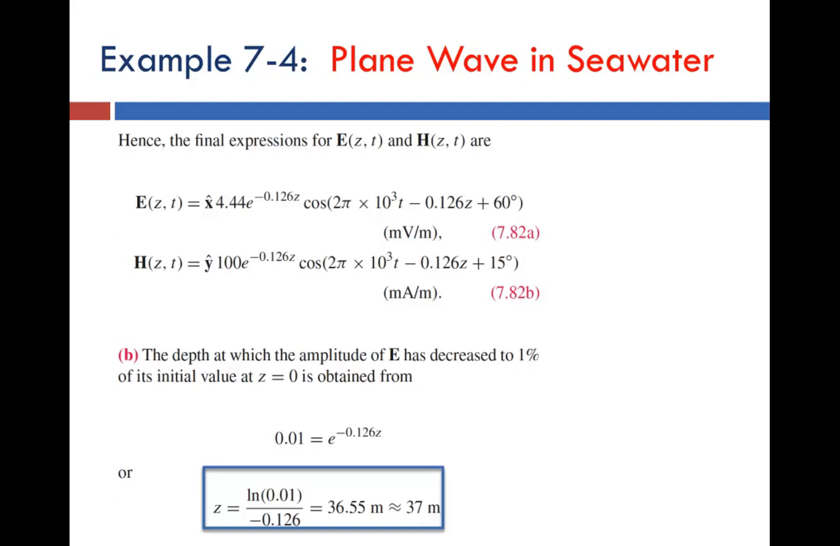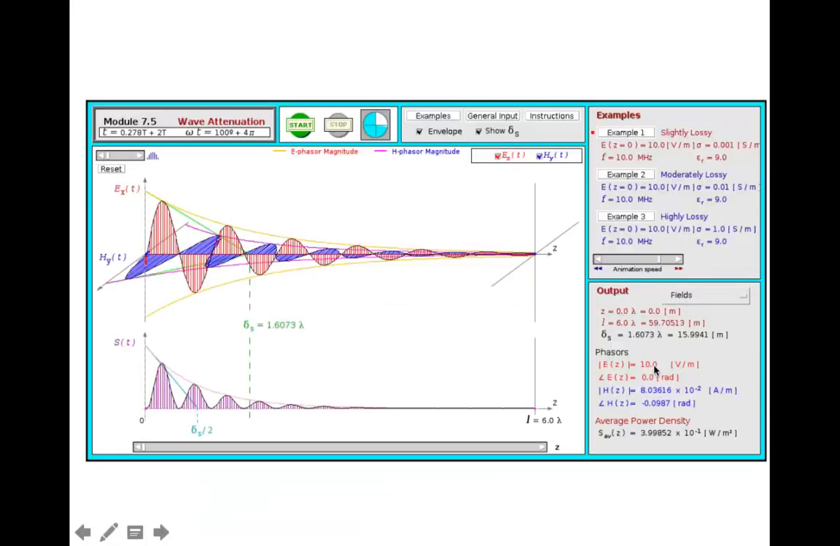So even though seawater is considered a good conductor, you're still about 100 feet, 37 meters, into the seawater before the amplitude of the electric field has decreased to 1% of its initial value. This is an illustration of what the electric and magnetic fields would look like as a function of z.